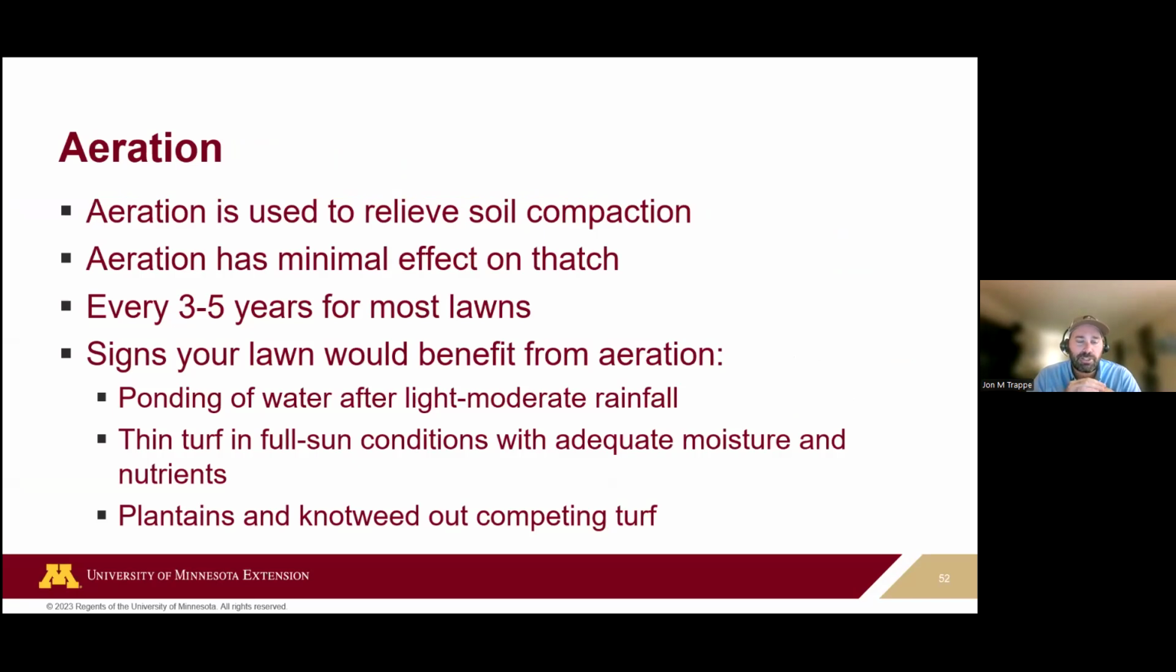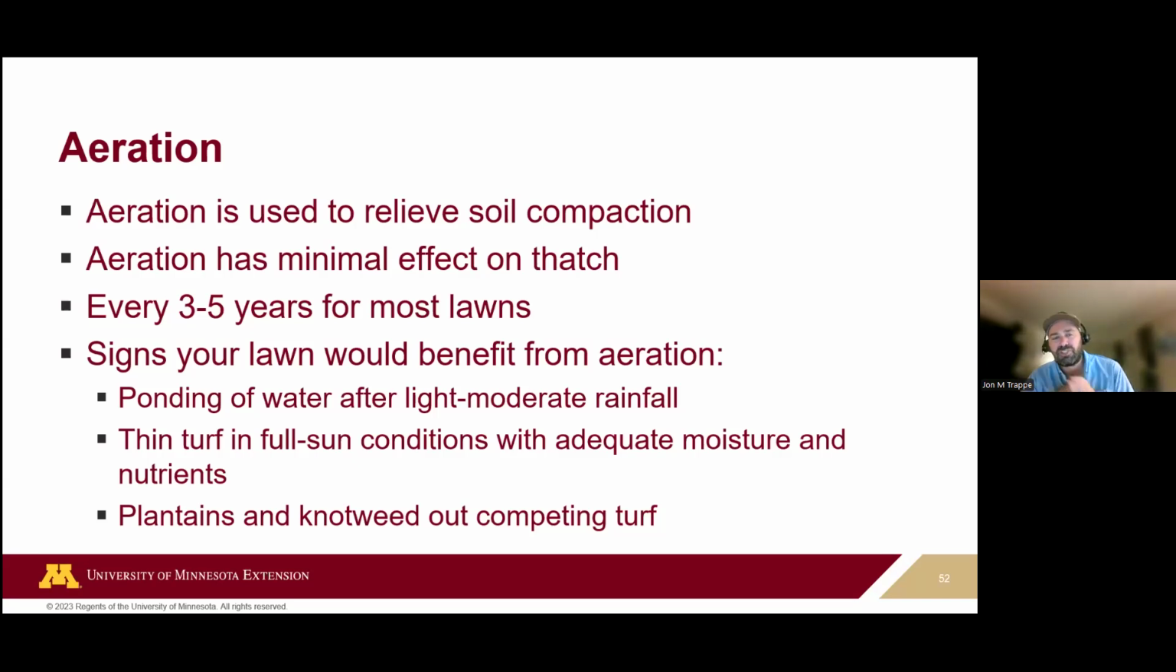Now, aeration is something that I mentioned earlier in the lawn care calendar as being best done in the fall. We're pretty much too late right now to aerate in the fall, and most places are too dry to aerate. You're just not going to get very much soil penetration from the aerator. But it is best in the fall, and we use aeration to relieve soil compaction.